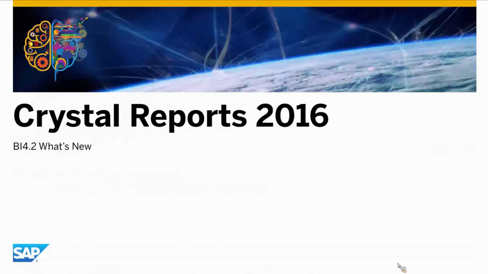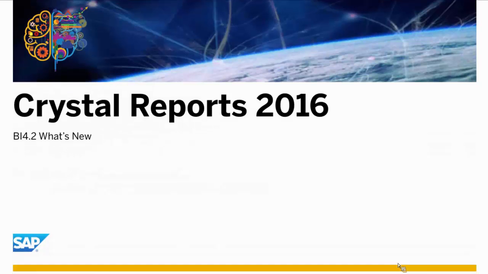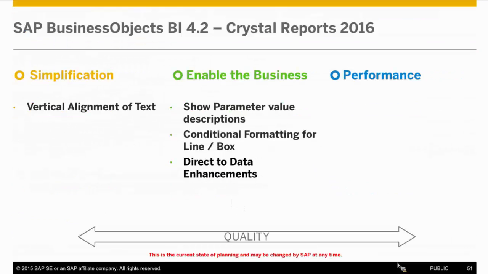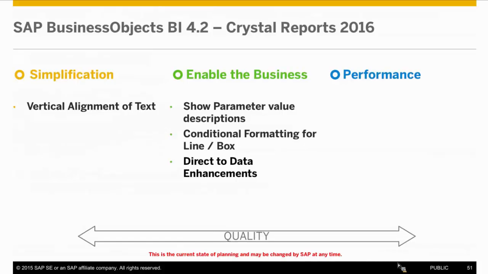Although Crystal Reports is in the bucket list of maintenance, that does not necessarily mean we're not improving anything anymore. But also for Crystal Reports 2016 we had this functionality for vertical alignment. And there were some limitations on the way we can show parameter values, conditional formatting, and as well direct-to-data enhancements.